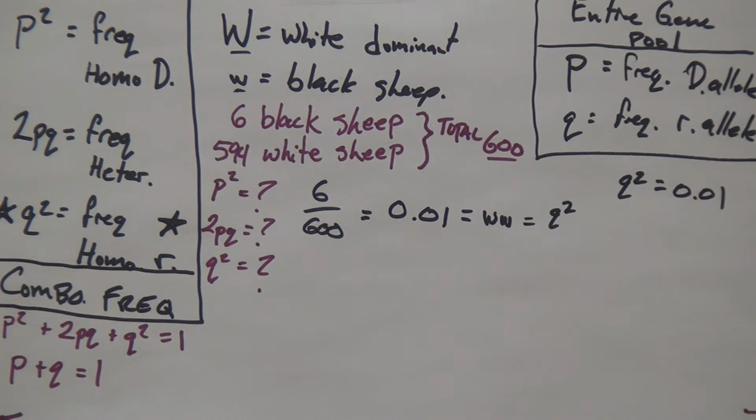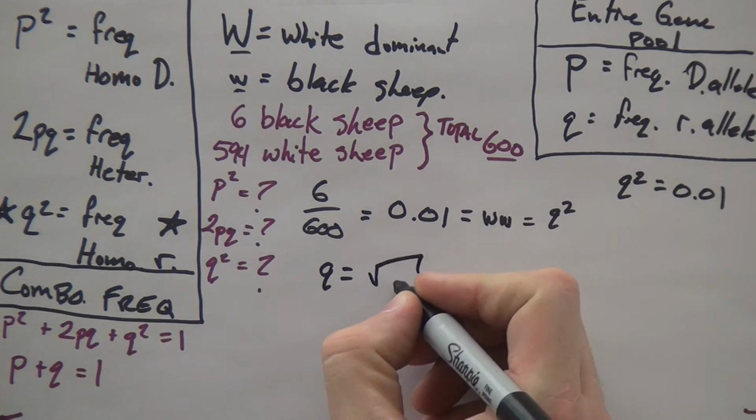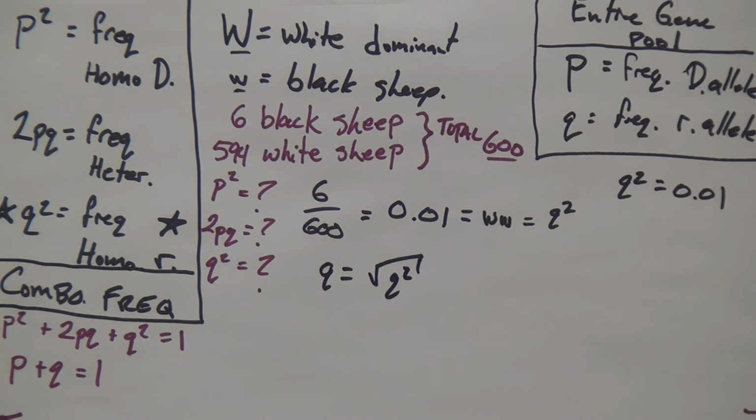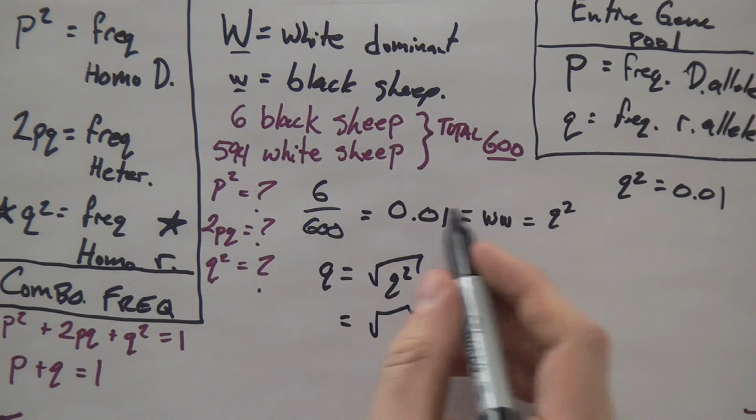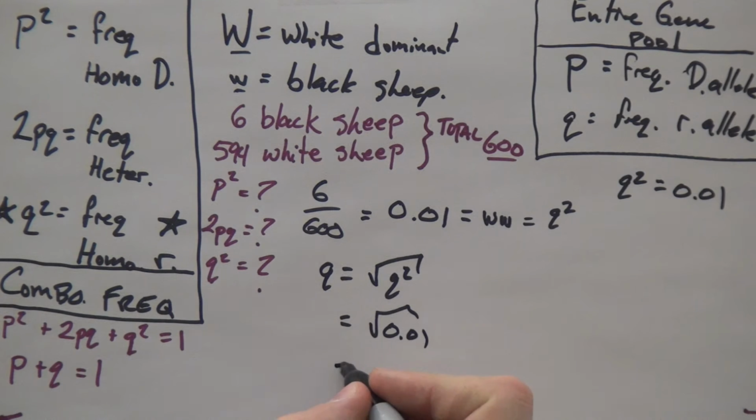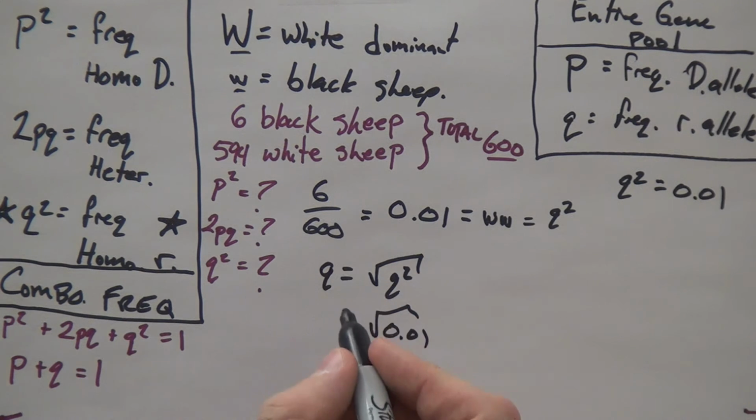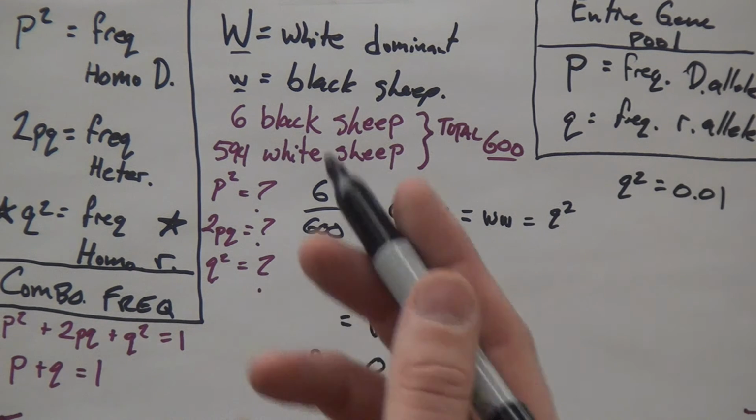But once we get q, it's all downhill, because q will equal the square root of q squared. Hallelujah. Okay, check this out. We need the square root of q squared, which is 0.01, which, punching it into your brain calculator, is 0.10. So q equals 0.10. And now it's just dominoes.